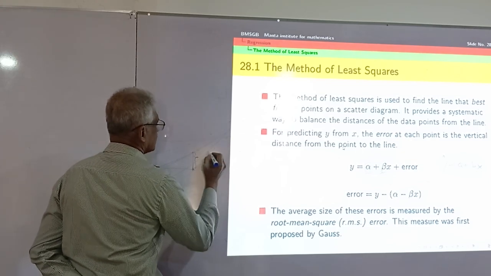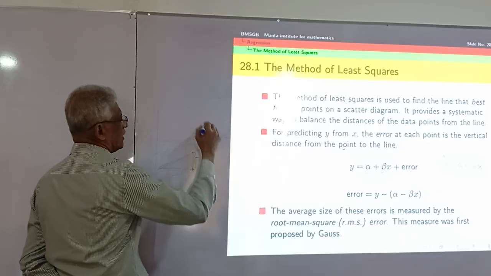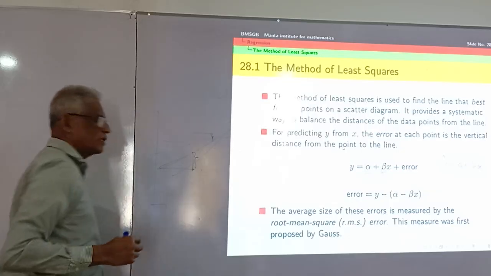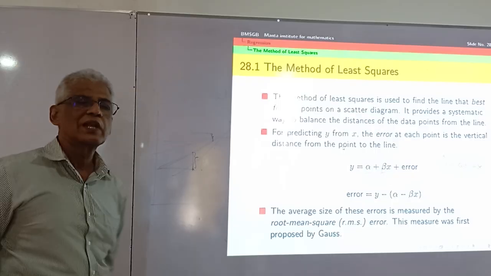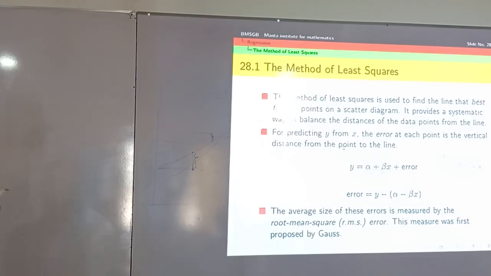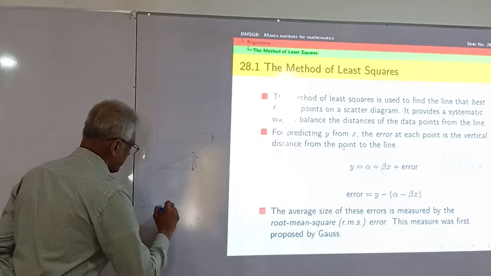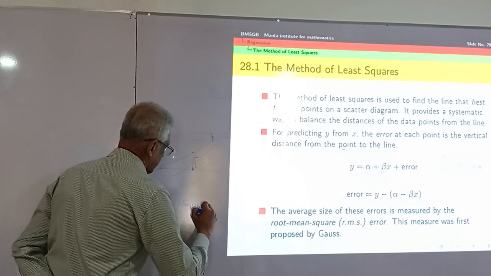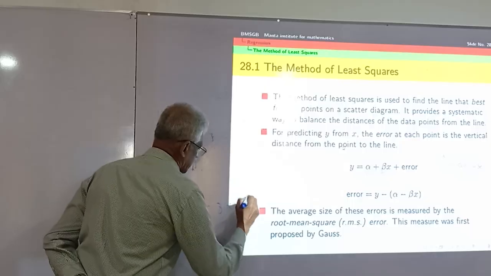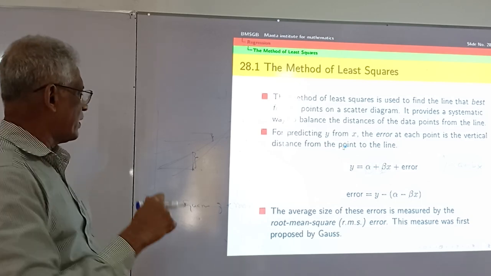If you consider this point for the same line, this height is the actual y value and this is the predicted value. So this is the error. So like that, we will have n number of errors for a given line. Right? So what we do is we calculate the sum of squares of errors. Right? Sum of squares of errors. So there, if there are n points, there will be n errors coming from a particular line. So for that line, there is a sum of squares of errors.